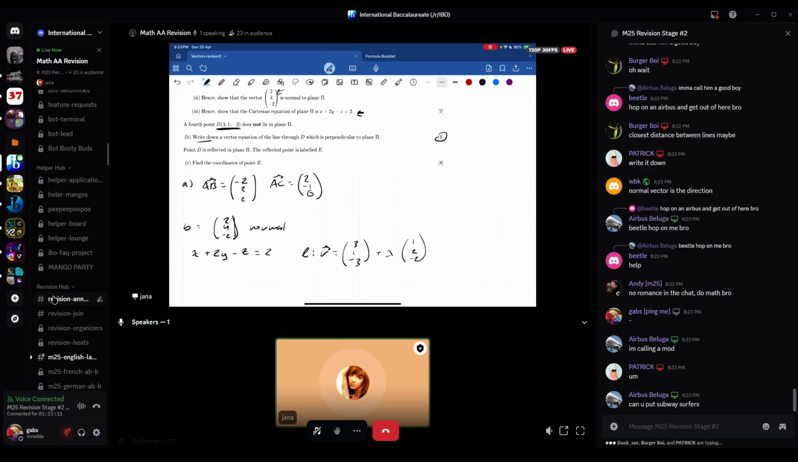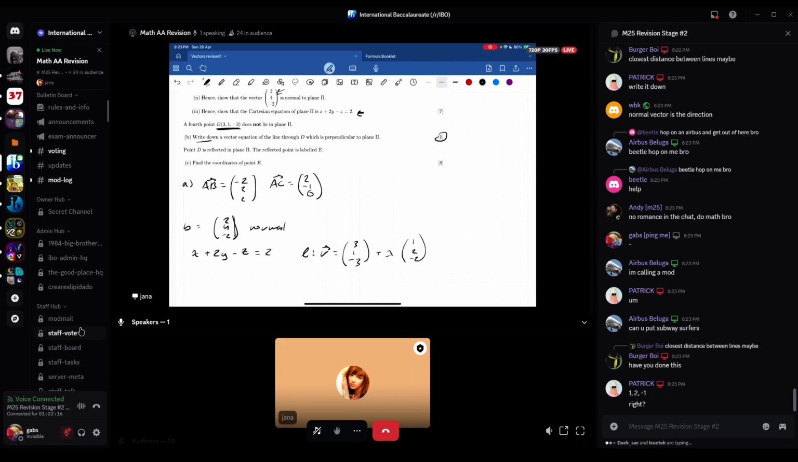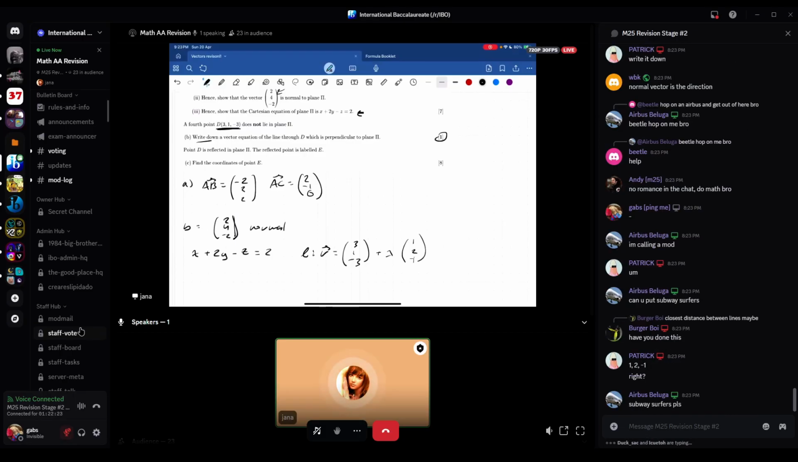Now, here's a fun one. Point D is reflected in the plane. Yes, 1, 2, minus 1. Sorry, Patrick. I can't divide.